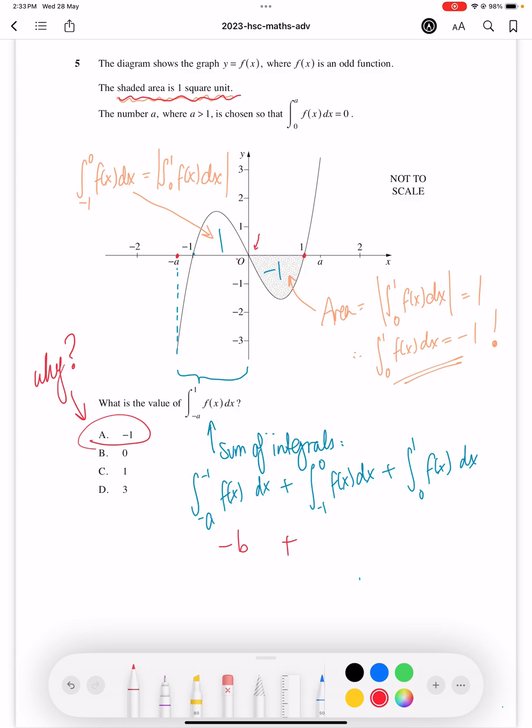Plus the integral between -1 and 0, which we said is +1, and the integral between 0 and 1, which we just said is -1. And so that cancels with that, leaving -b. And a is the only negative option that we have, making it the best answer.